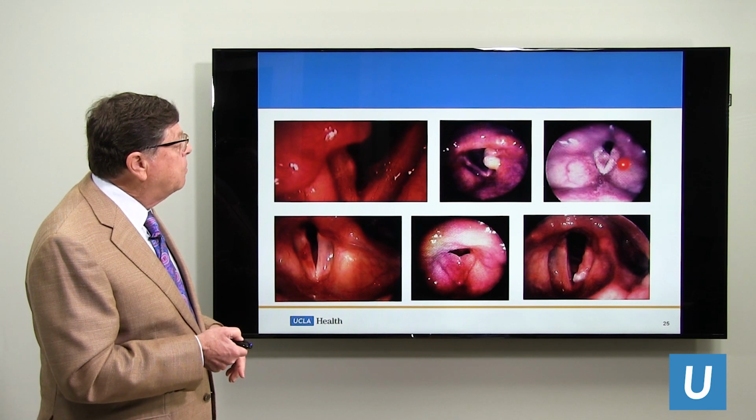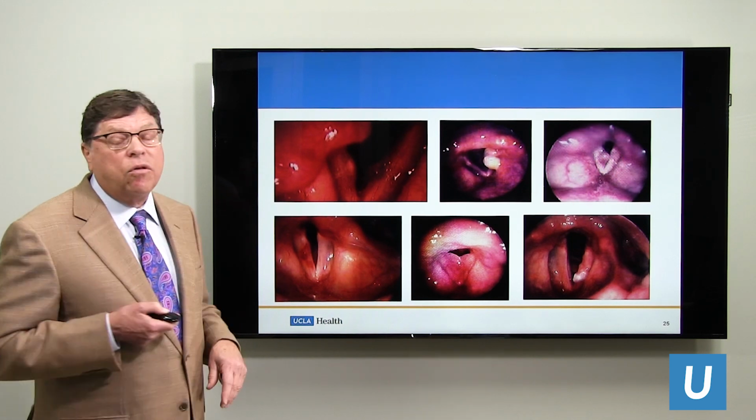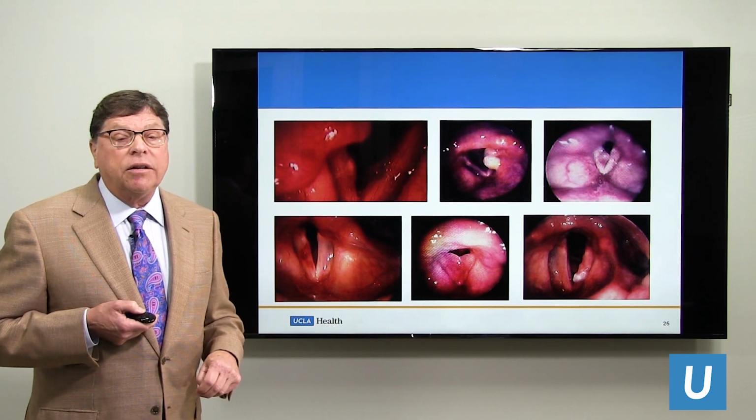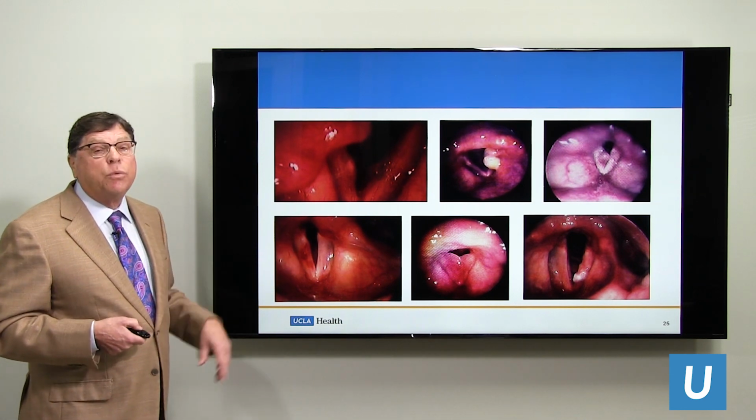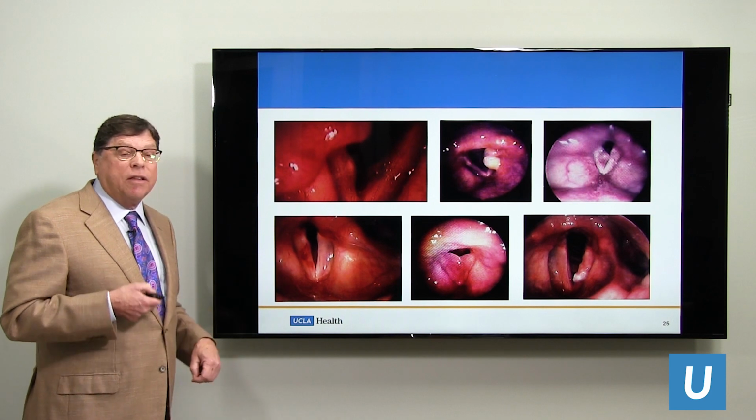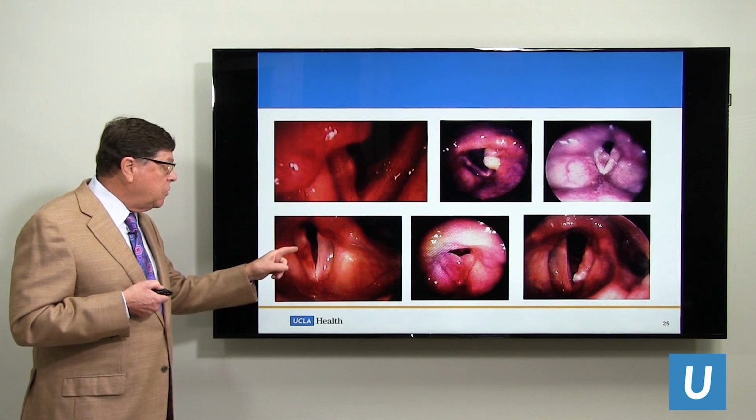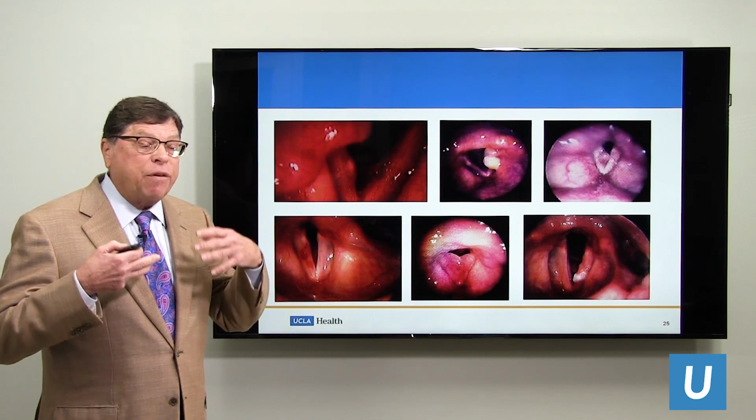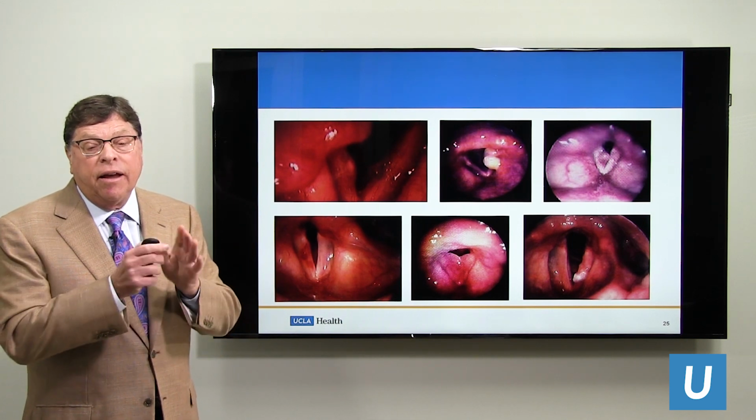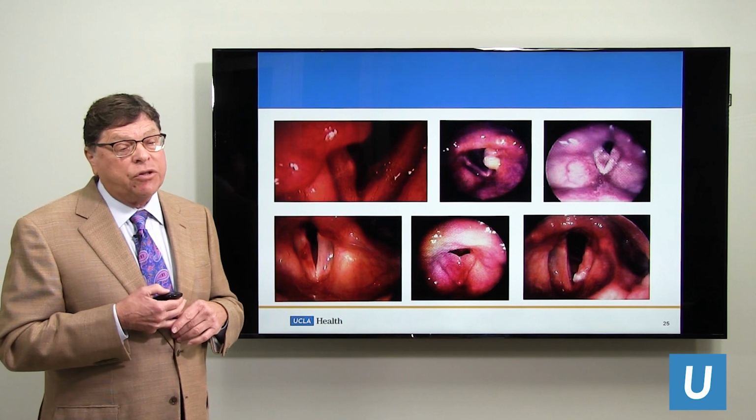Some other lesions: here's a big cyst that's occurred on the vocal cord. Cysts usually, believe it or not, need to be excised. You can see the redness right here. This is really indicative of a hemorrhage into the vocal cord, and when that happens, the blood collects and it prevents the vocal cord from vibrating, producing that nice wave, and the voice changes.